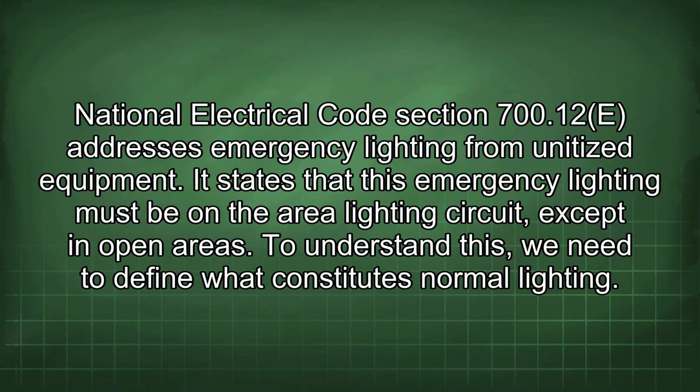National Electrical Code Section 700.12(E) addresses emergency lighting from unitized equipment. It states that this emergency lighting must be on the area lighting circuit except in open areas. To understand this, we need to define what constitutes normal lighting.